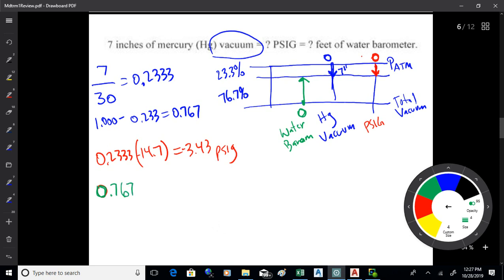Okay, 0.767 times the water barometer. Okay, because water barometer 0 is at a total vacuum, and you go up to the line. So you're on the 76.7% side of the line. So that's 26.1.